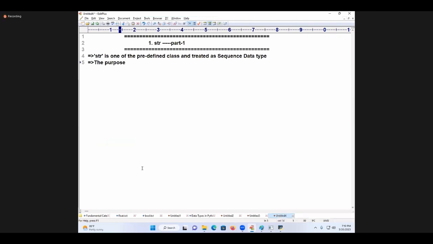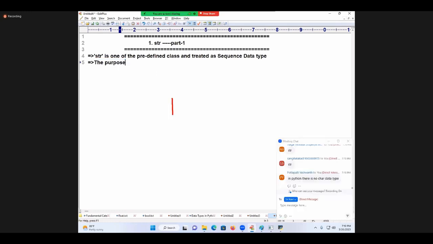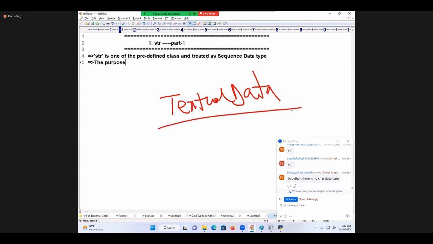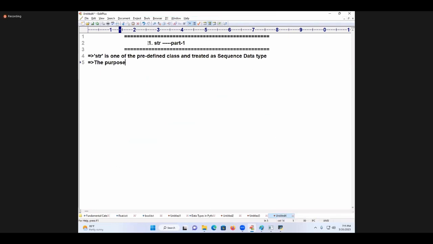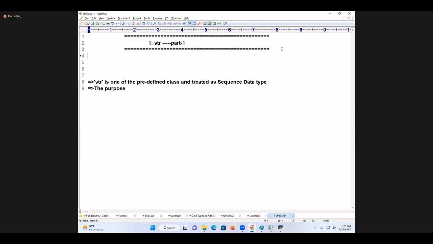So I am going to talk about the purpose of the STR data type. If I want to write any textual data, I will go for string. Any numerical values, I will go for int and float. Any complex values, go for the complex data type. Any true or false values, go for bool. Like that, any textual data, go for STR.